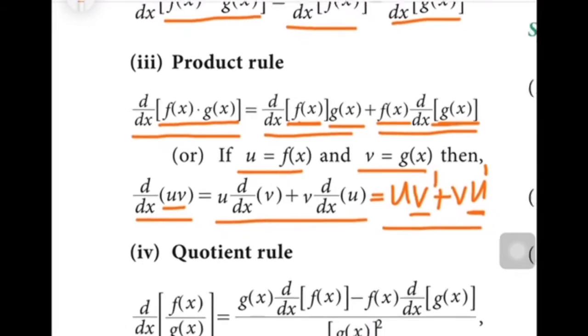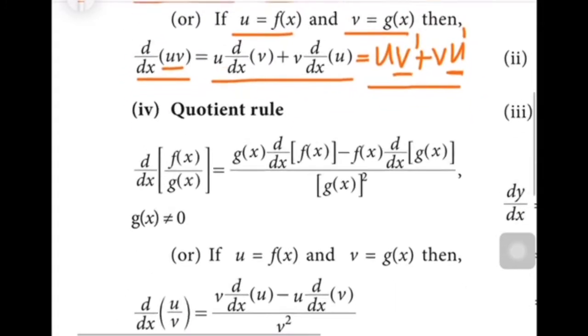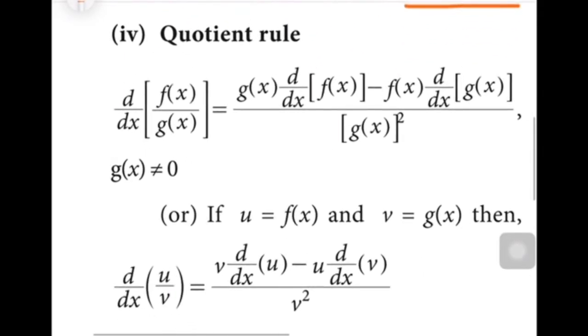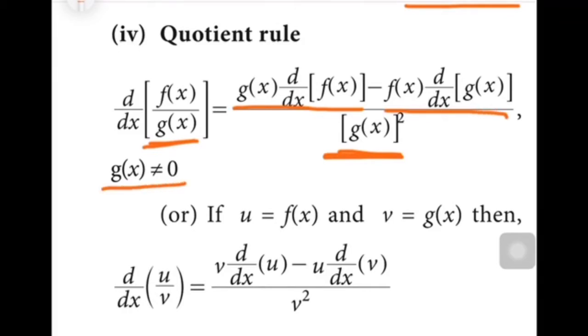Next, quotient rule. Quotient rule, you have to remember this formula also. So, d by dx of f of x divided by g of x, while there is a division between two functions, that is equal to g of x the whole square in the denominator. If g of x is here, its square should be there in the denominator, and in the numerator similarly g of x into differentiation of f of x, minus f of x into differentiation of g of x. Similarly, g of x should not be equal to 0.